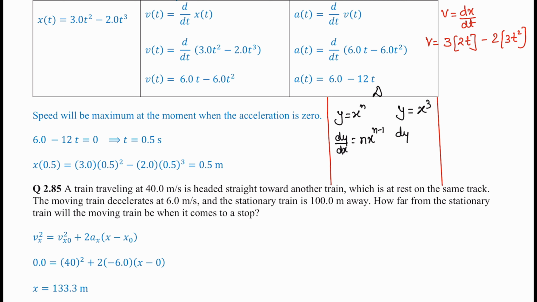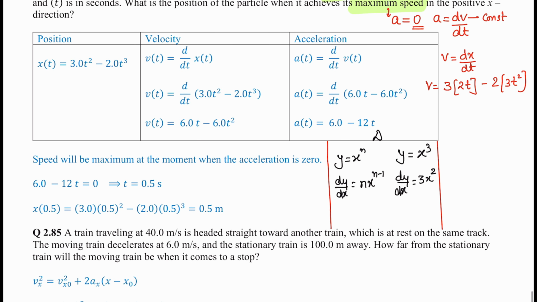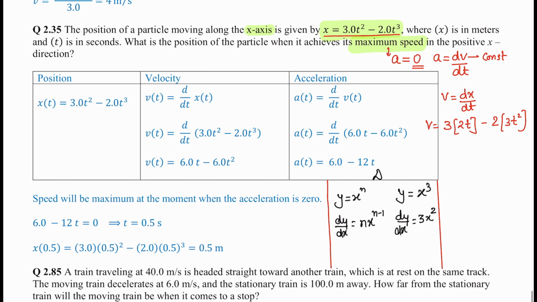So dy over dx, power shifts, 3 times x raised to power 3 minus 1, which is 2. If you have any number, let's say here in this question we have the number 3, I take it out. The derivative of t square is the power shifts, 2 times t raised to power 2 minus 1, which will become 2t. Is it fine? Negative 2 is here, then t cube. For t cube, the power shifts, 3t raised to 3 minus 1, which will be 3t square.